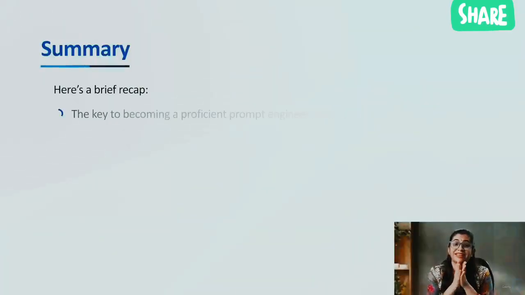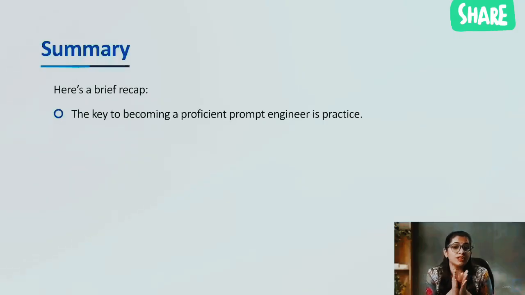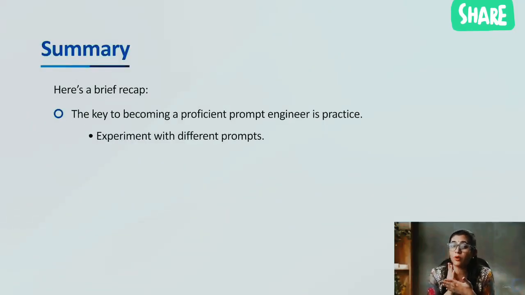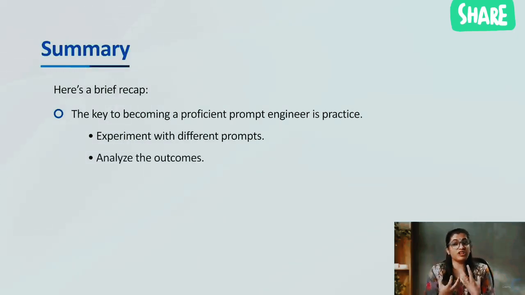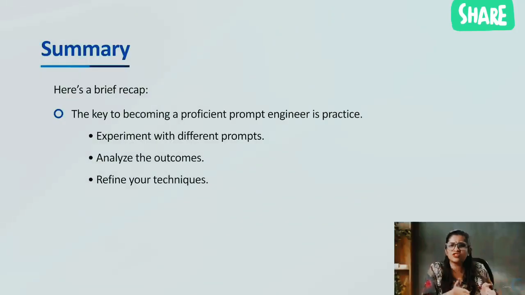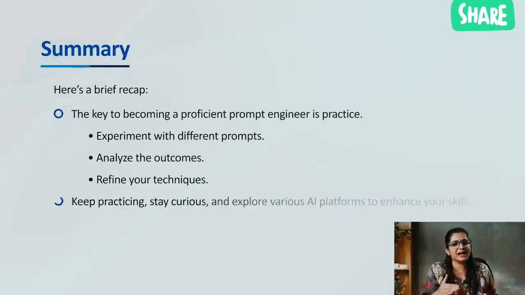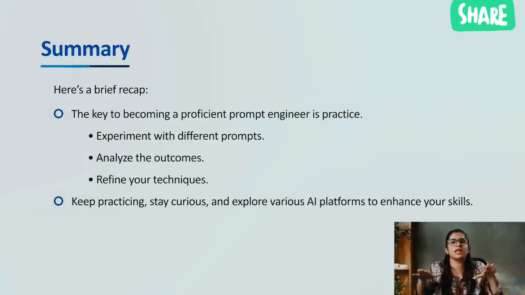So, the key to becoming a proficient prompt engineer is to practice and experiment with different prompts. Again and again, give feedback to your generative models, be it ChatGPT, Gemini, or any generative model. Analyze your outcomes, what responses you are receiving, and give them feedback. Refine your prompts based on the checklist provided and the different strategies. Read about different strategies and apply them. That is refining your techniques. Keep practicing, stay curious, and explore various AI platforms to enhance your skills. This is how you can become a proficient prompt engineer.